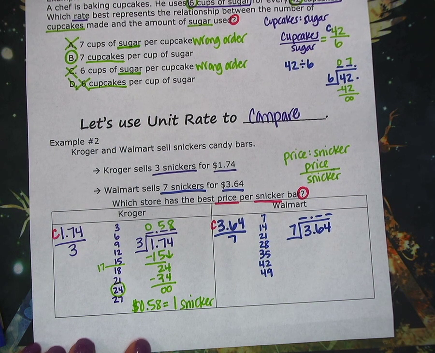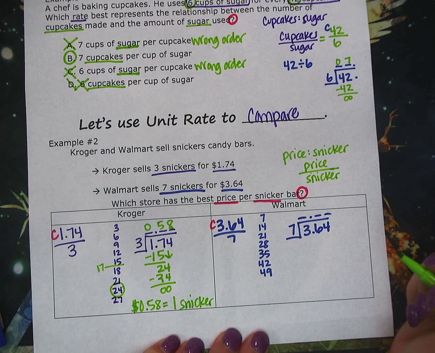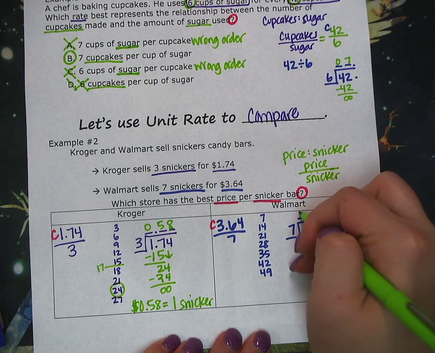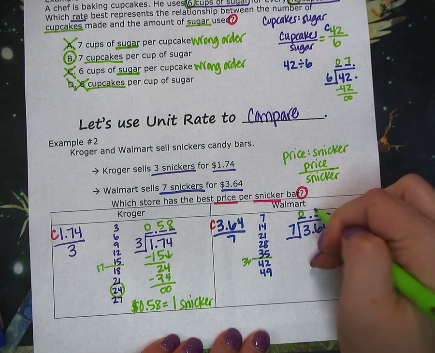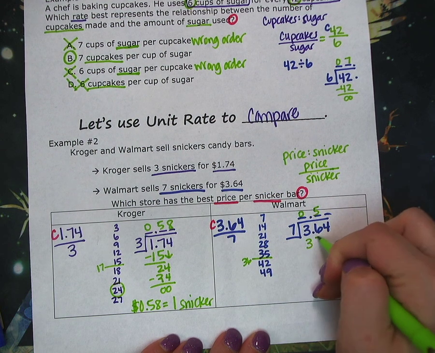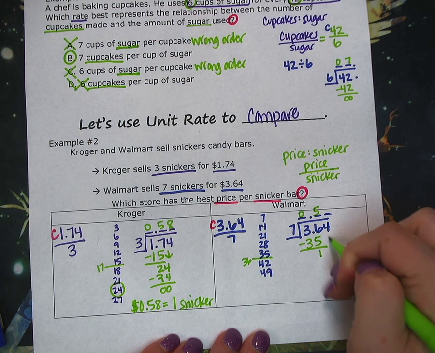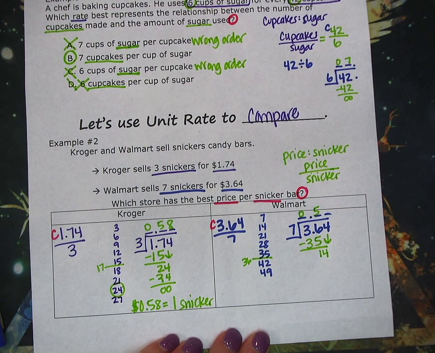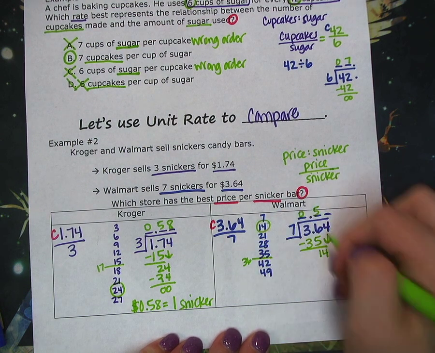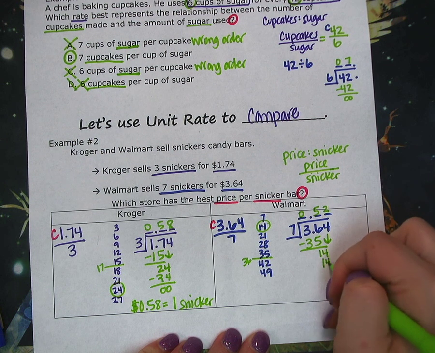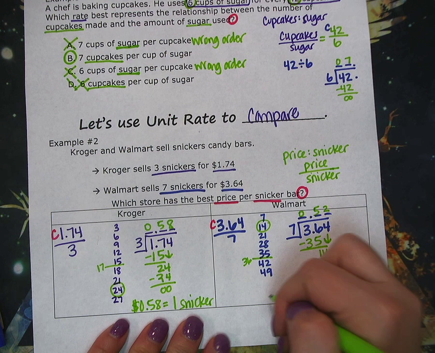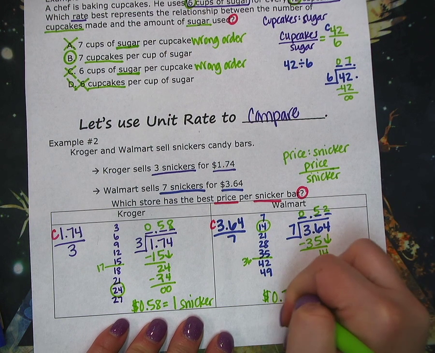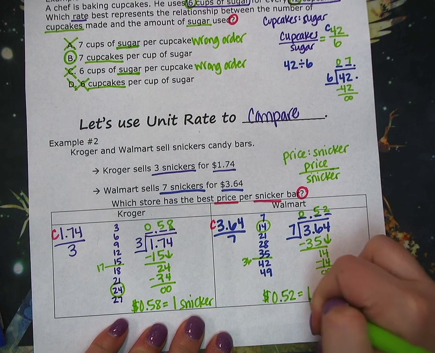Okay? On this side, Walmart, can 7 people sit in 3 chairs? No, but they can sit in 36 chairs 5 times. That's going to be 35. Subtract, leave 1. Bring down my 4. Can 7 people sit in 14 chairs? Yes, 2 times. Subtract my 14 and get 0. So at Walmart, I can spend 52 cents, and that's 1 Snicker.